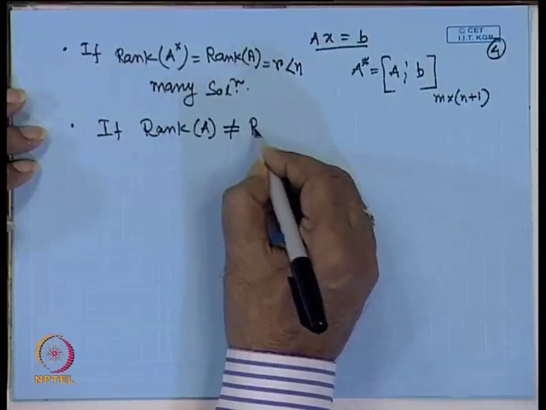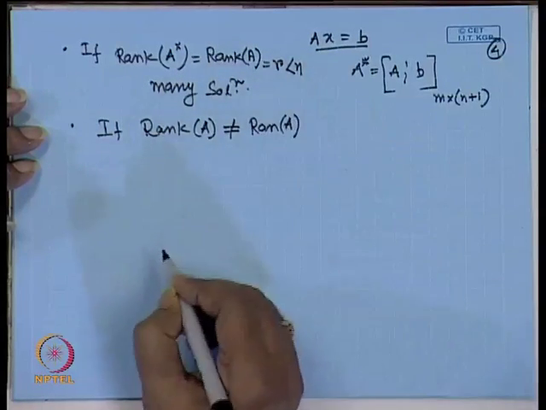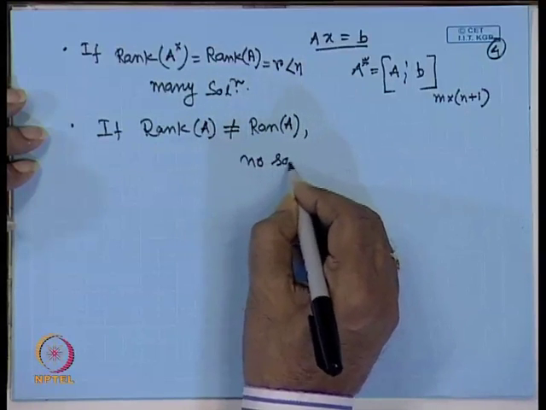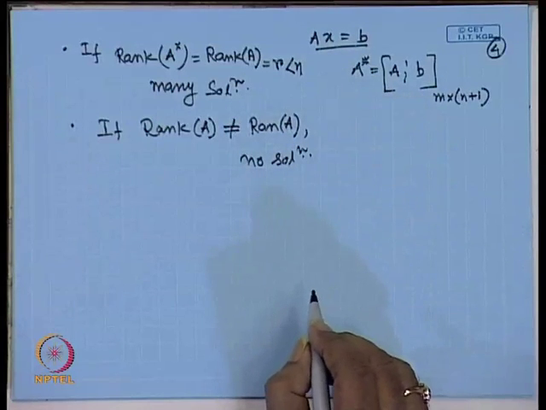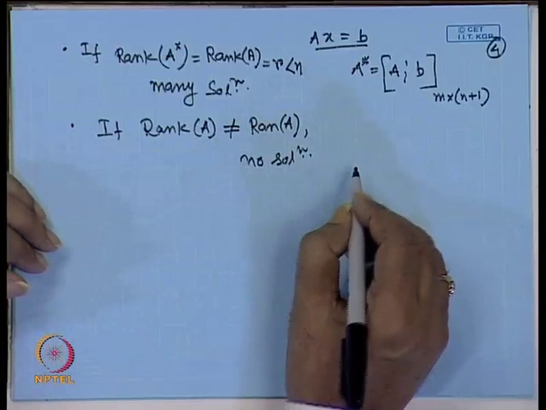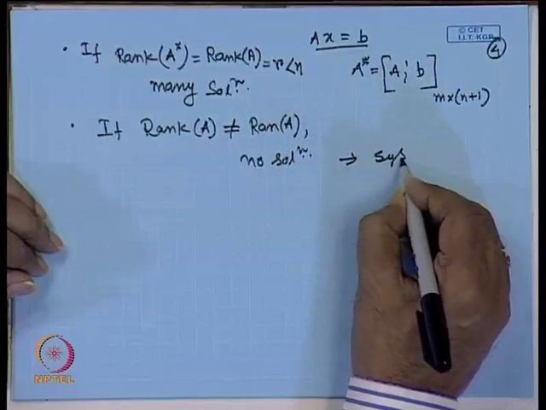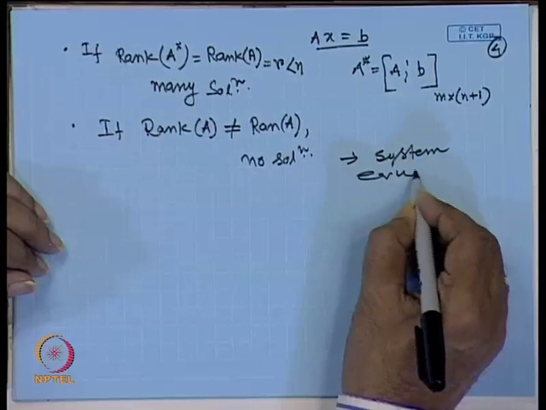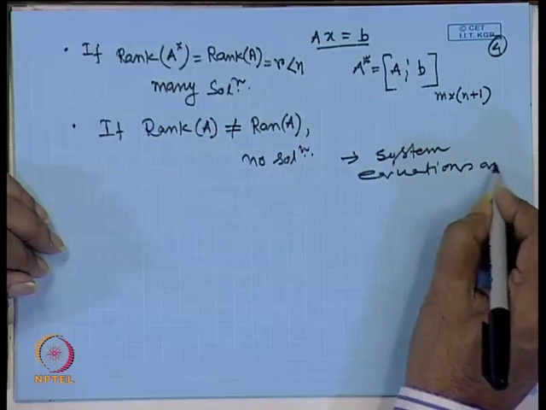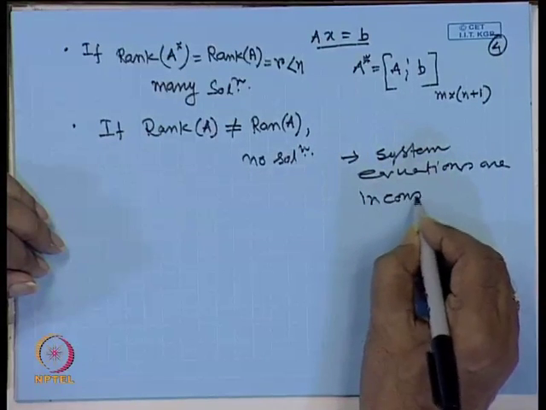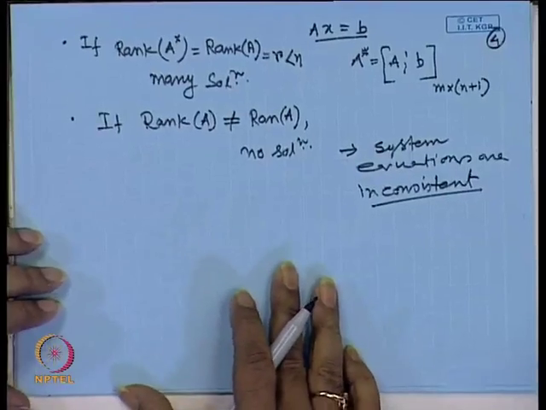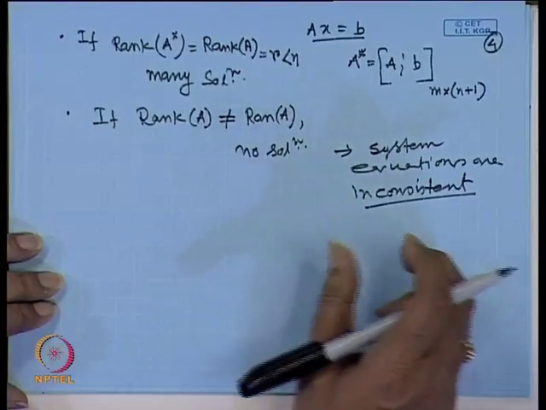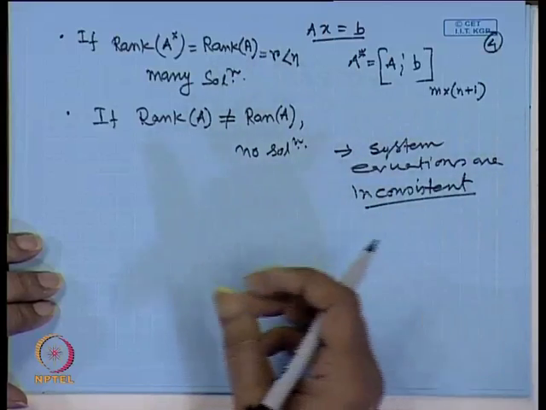Two, if the rank of A star is not equal to the rank of A, no solution exists. In other words, you can say the system equations are inconsistent. Agree? That means some equation is equal to, let us call it, B1, and the same equation is equal to B2, so it is inconsistent between the two equations.